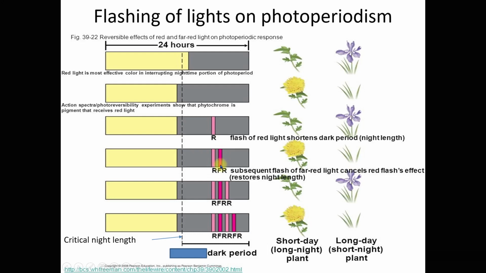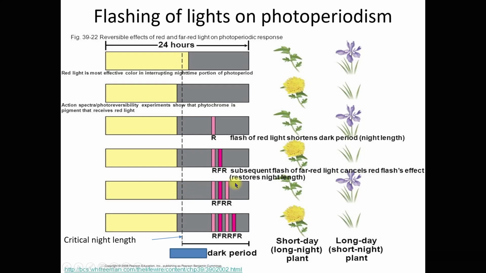Now what happens if we further flash another red light here? This far red light already cancelled off the effect of the earlier red light. Then if we flash another red light here, it will cancel the effects of the far red light. So what happened to the plants? It will go to the same effect as the initial one. So the short day plants will not flower, but the long day plants will flower, although the dark period exceeds the critical night length.